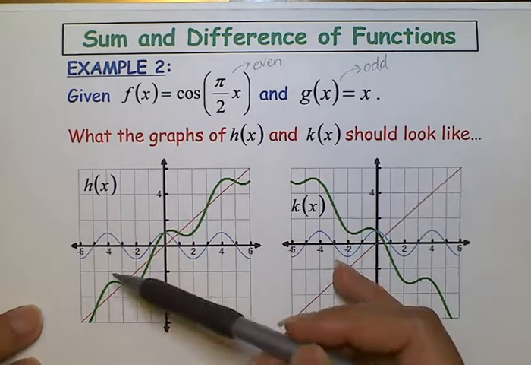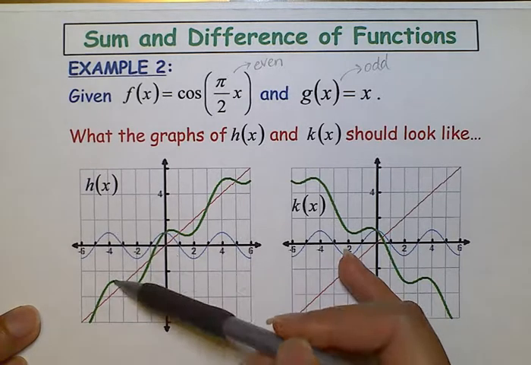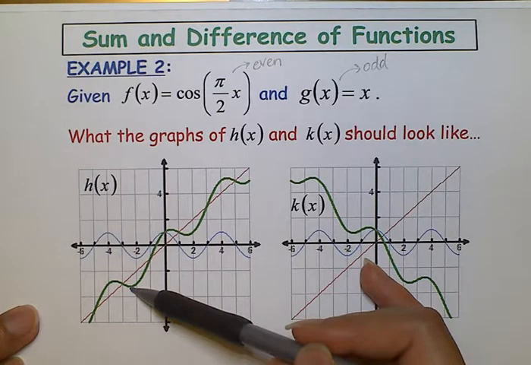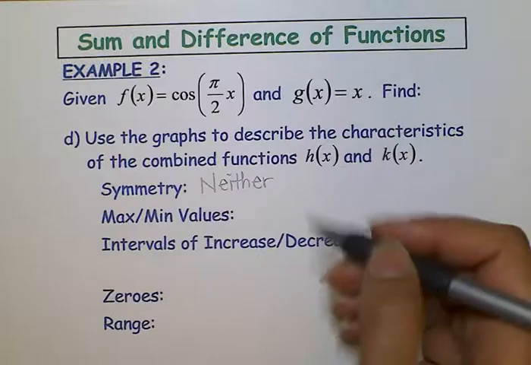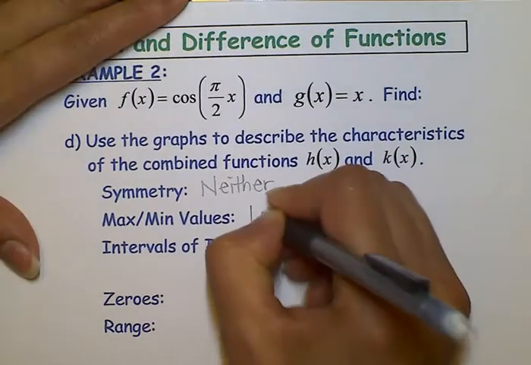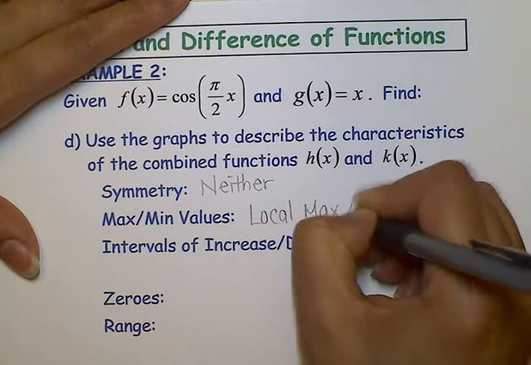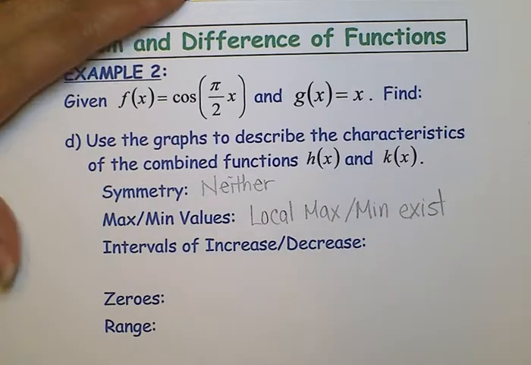And you'll notice that the local maximum is slightly off from where the local maximum was before, and the local minimum is slightly off from where the local minimum was before. And that's because you combine two functions, so they won't necessarily be in the exact same place. Okay, so for maximum and minimum values, local max and min exist, and that's because they existed for the cosine function.